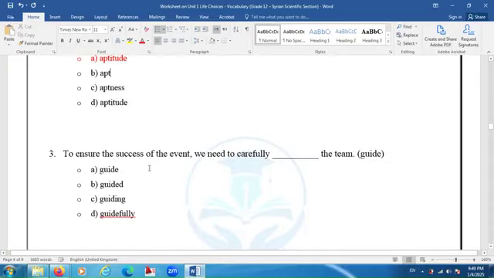To ensure the success of the event, we need to carefully guide the team. Okay? To guide the team carefully or to carefully guide the team. A verb.